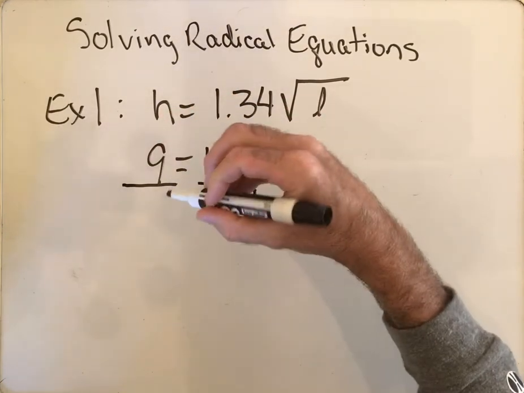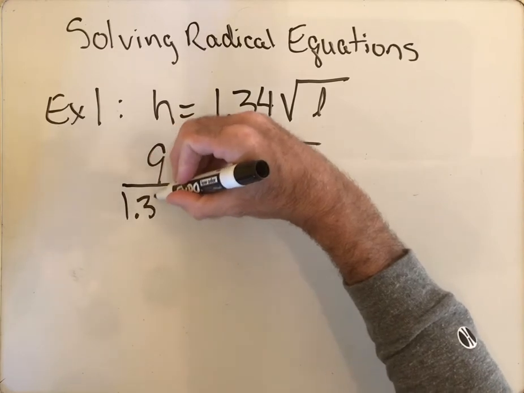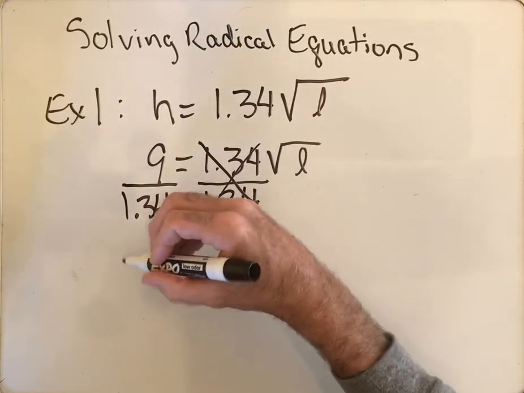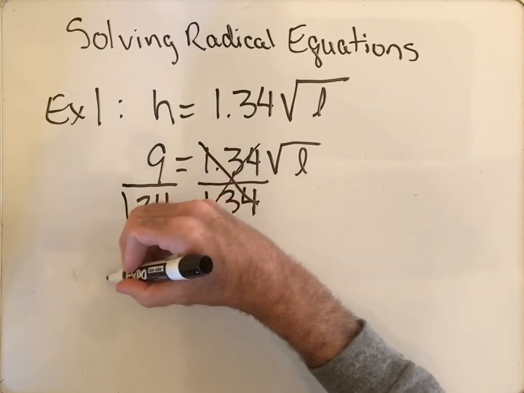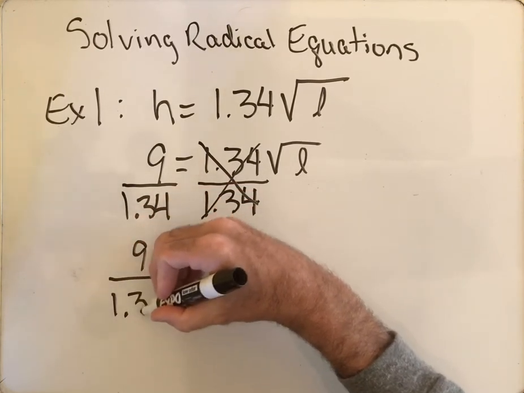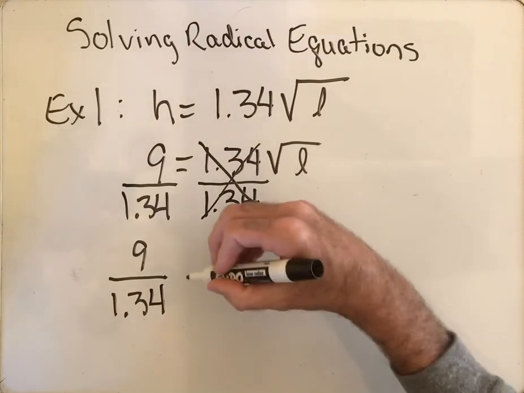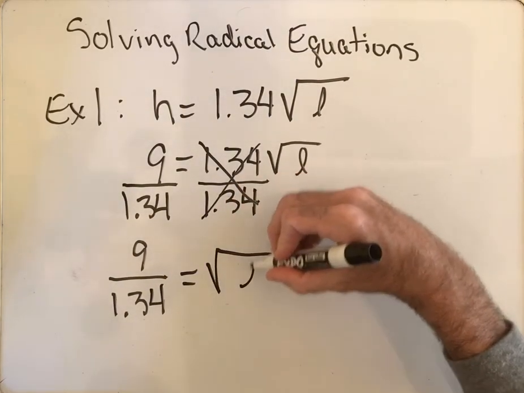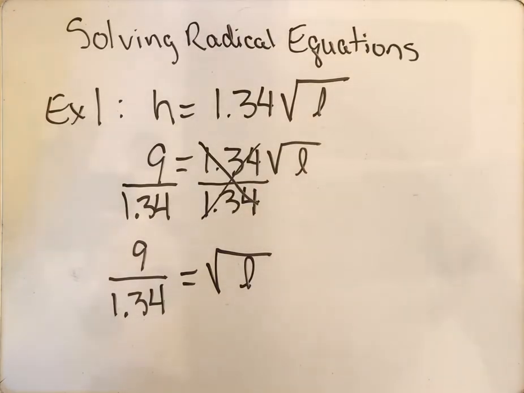Divide both sides by 1.34. Okay, so right here, these 1.34s are going to cancel out. So we're just going to be left with 9 over 1.34 equals the square root of L.